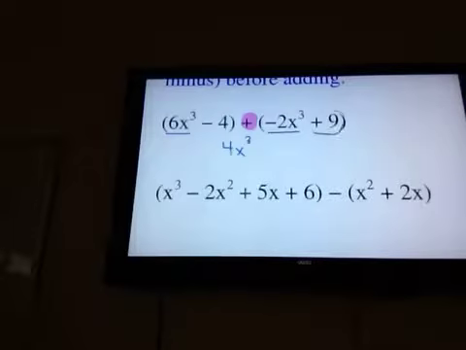My constants, those are the numbers that don't have any letters with them. Those are alike. I can combine those. Negative 4 plus 9, positive 5. That's my answer. Can't go any further because they're not alike. That's as far as you can go.